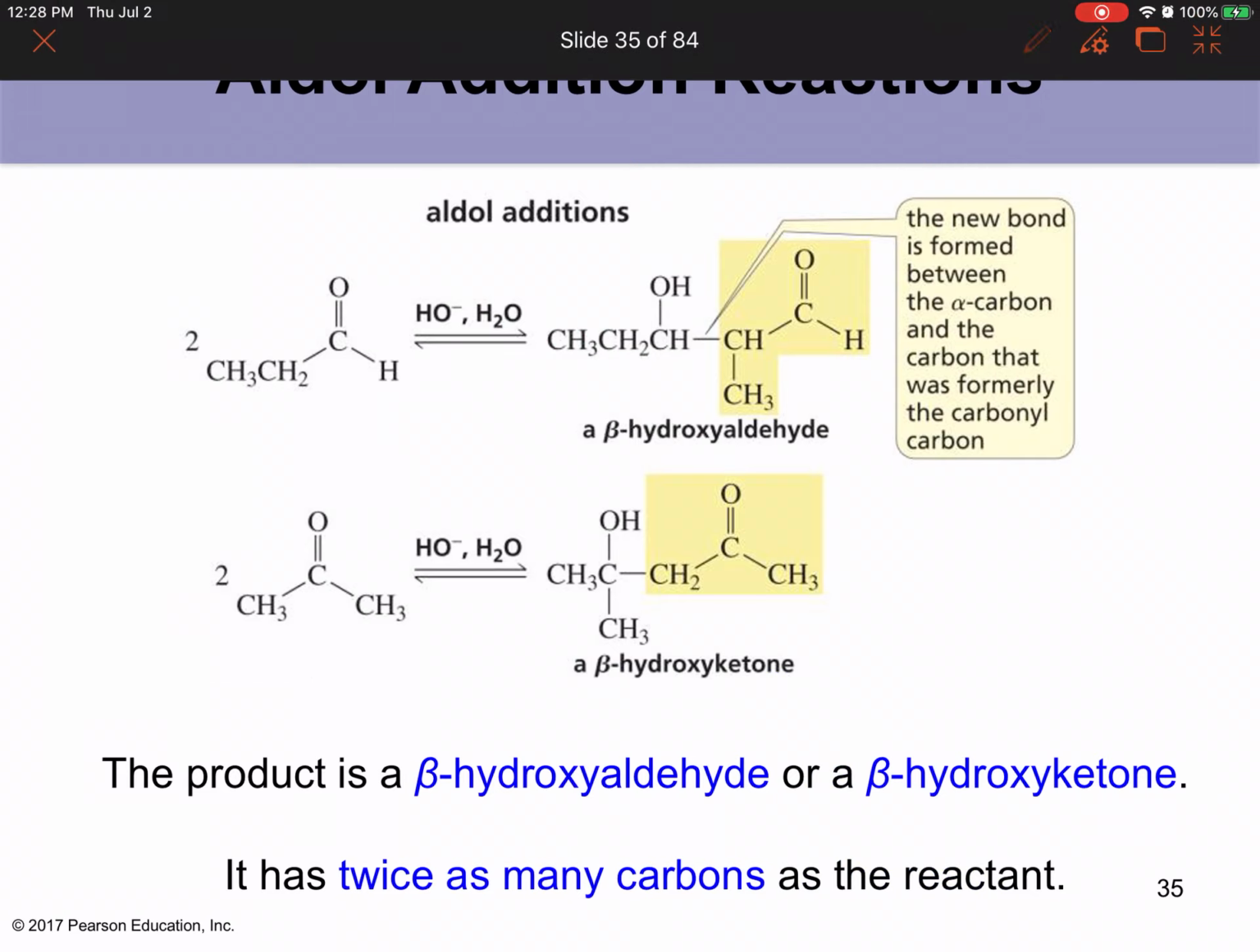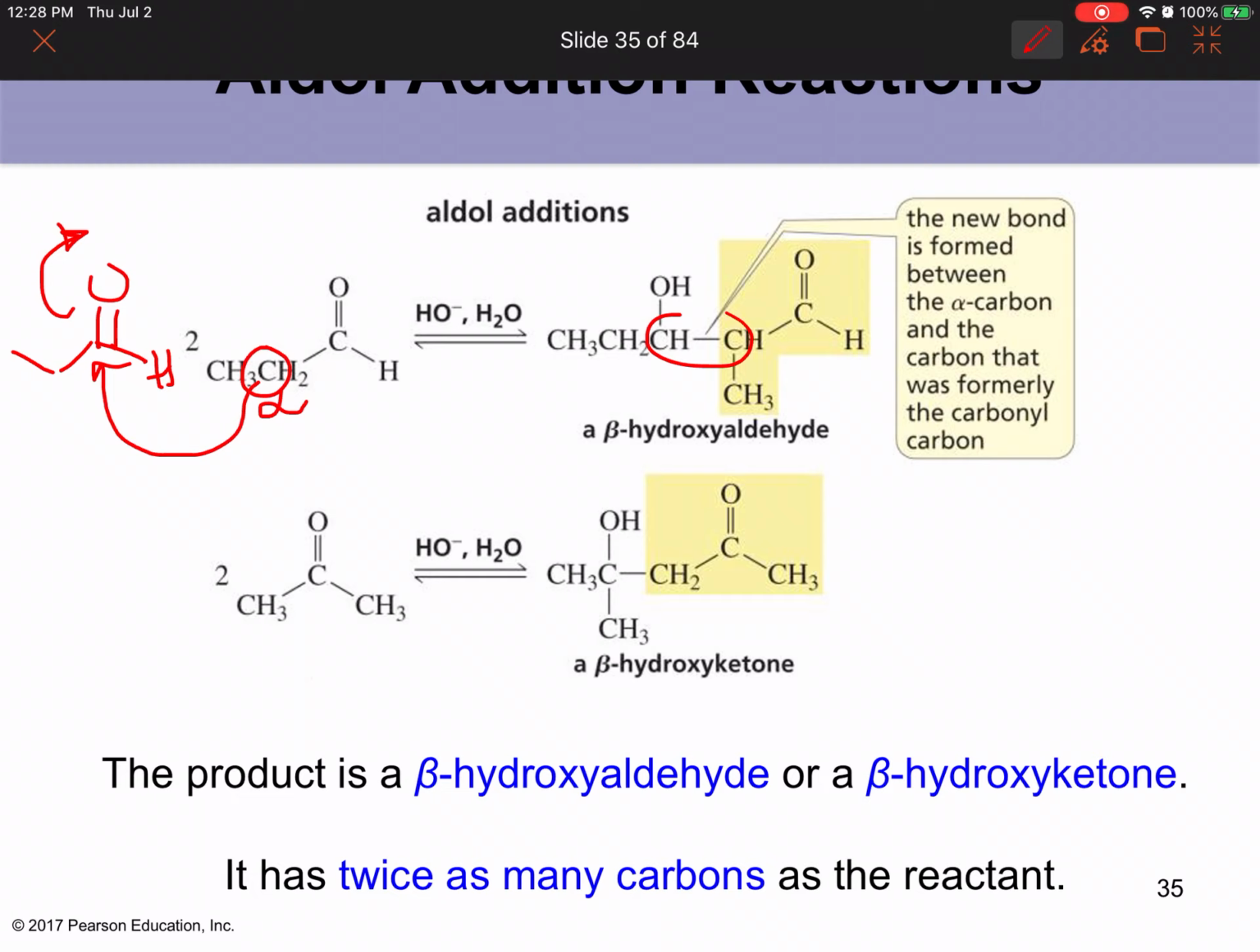So this is the alpha carbon that we have over here. This alpha carbon reacts with another molecule's carbonyl carbon. This carbon right here bonds with this. At the end, this carbonyl oxygen will become alcohol. So that's what you are seeing here. The bond is being formed between this carbon and the carbonyl. That is that one right there. Okay.